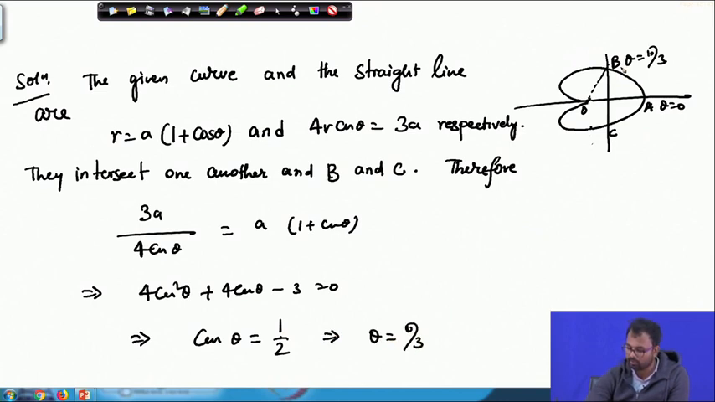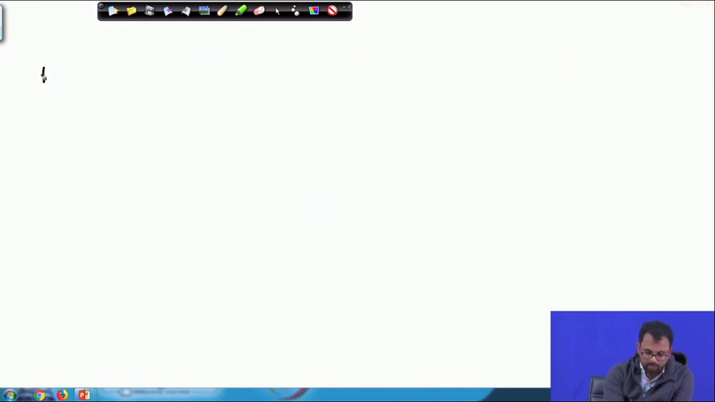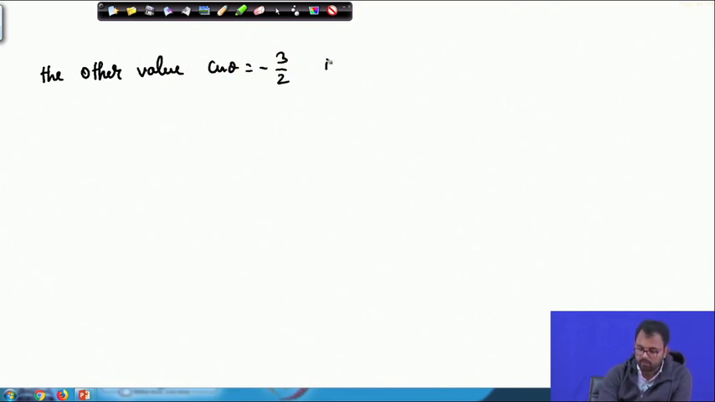So they are intersecting at the point theta equals pi by 3, and we have to calculate the value of r here. So we can substitute theta equals pi by 3 here, that will give us the value of r. The other value, cos theta equals minus 3 by 2, is inadmissible, so we have ignored that value. So that's the point where they are intersecting one another.